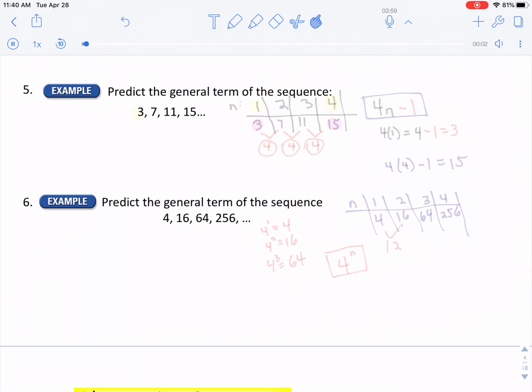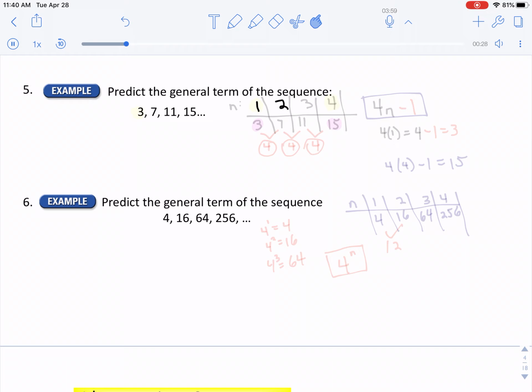This is section 8.1, problems 5 and 6. Problem 5 says to predict the general term for the sequence. So the first thing you're going to do is, I like to make a t-table. Remember that for a sequence, the domain is 1, 2, 3, 4, and so on. So you have to show that domain.